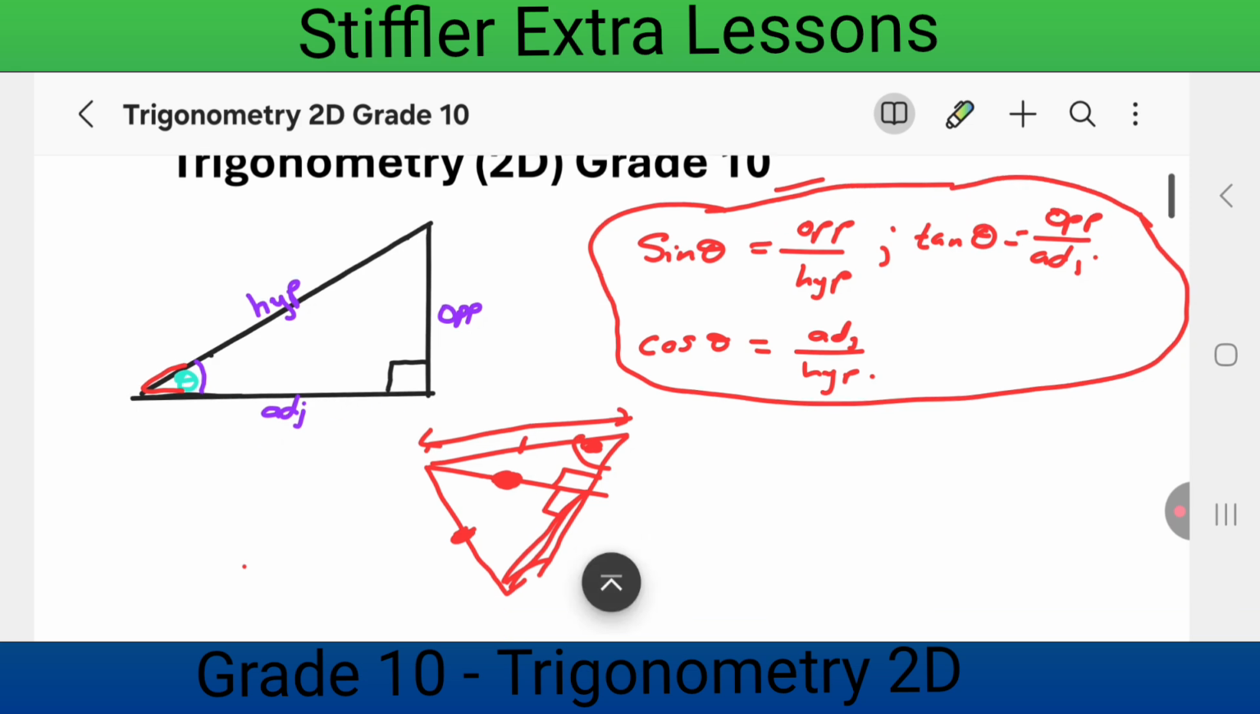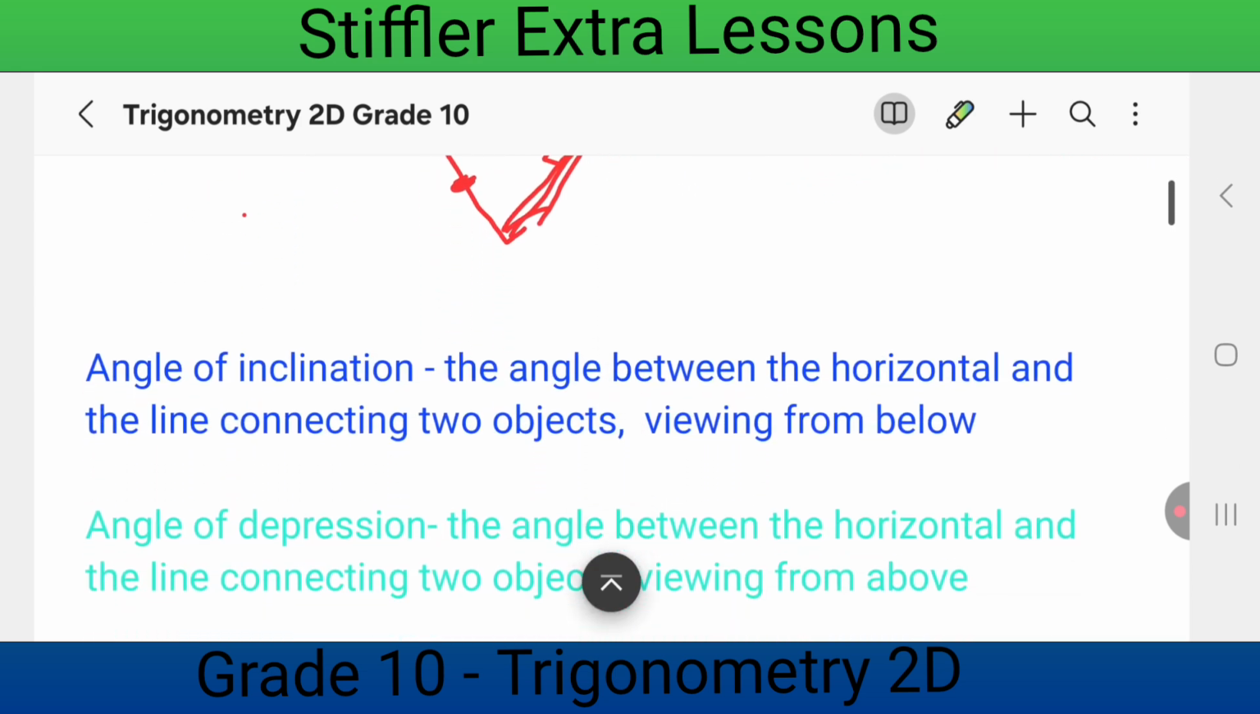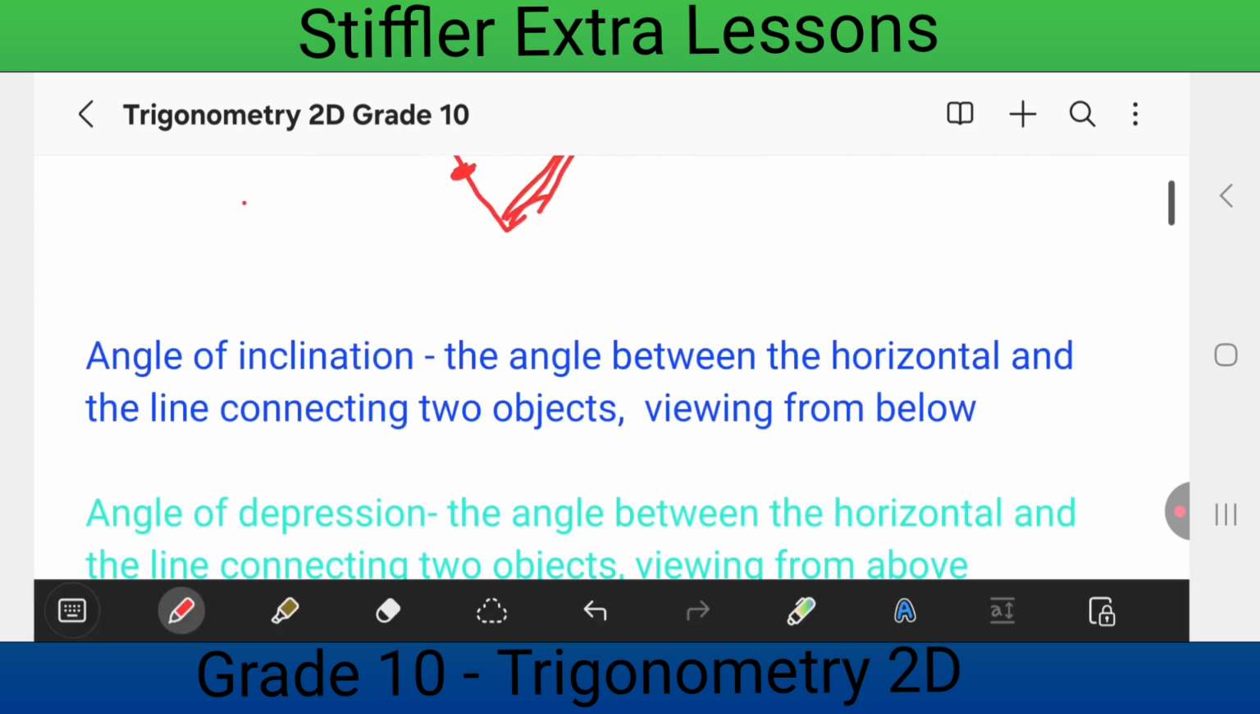So what else do you have to know? We also have to know these two definitions. They will help you to master whatsoever that you need to understand. So what are these two definitions? It is the angle of inclination. So the angle of inclination is the angle between the horizontal and the line connecting two objects when you are viewing from below. I'm going to show you a diagram that is going to help you to understand what is the angle of inclination and what is the angle of depression.